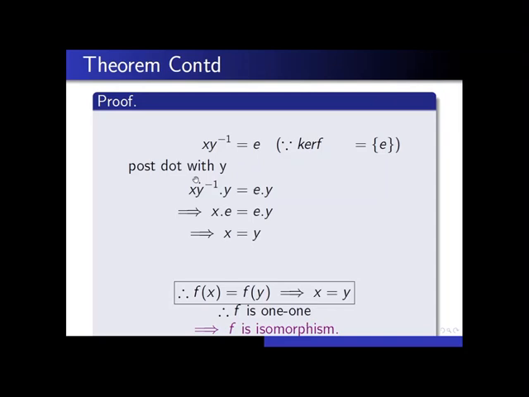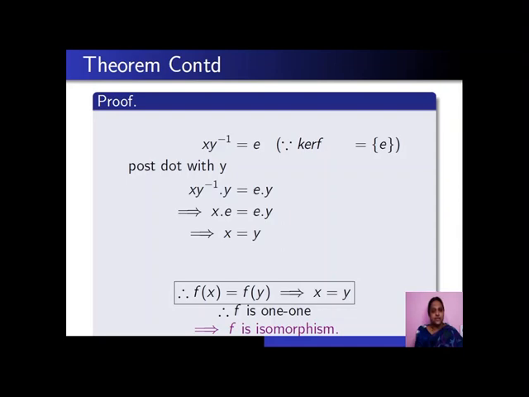Now post-multiply with y. So we post-multiply with y here, and we get x y inverse into y is equal to E into y. So x into y inverse into y, which is E, is equal to E into y. Identity element into any element is that element: x into E is equal to x and E into y is equal to y.